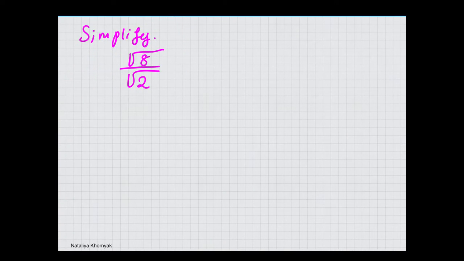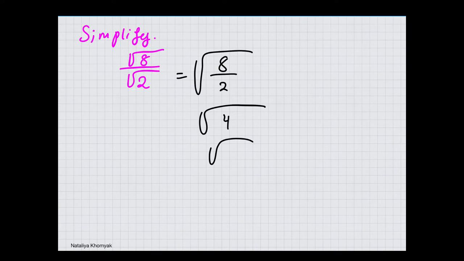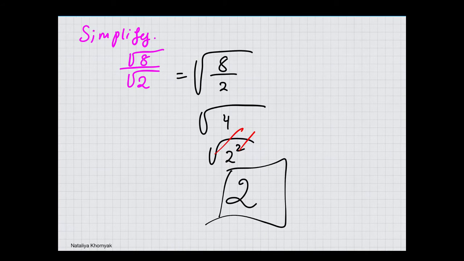Here we have square root of 8 divided by square root of 2. Since 8 is an even number, I know that 8 can be evenly divided by 2. So 8 divided by 2 gives us 4. 4 is 2 to the second power. Square root and the second power cancel, and 2 will be our solution.